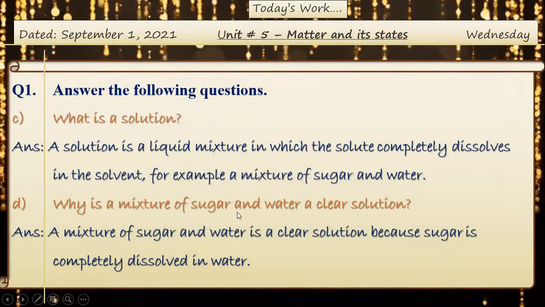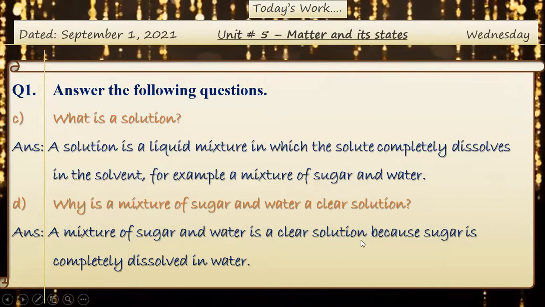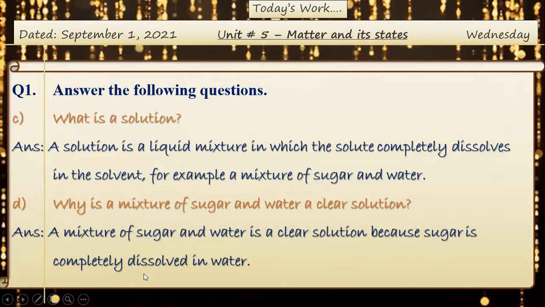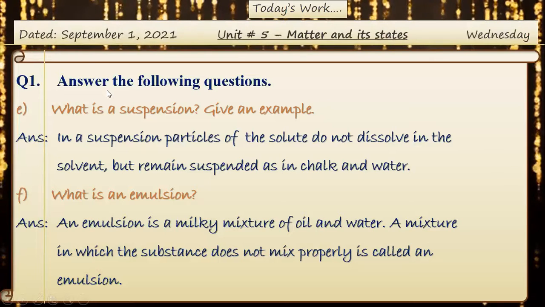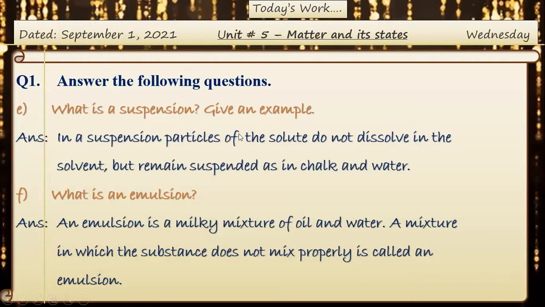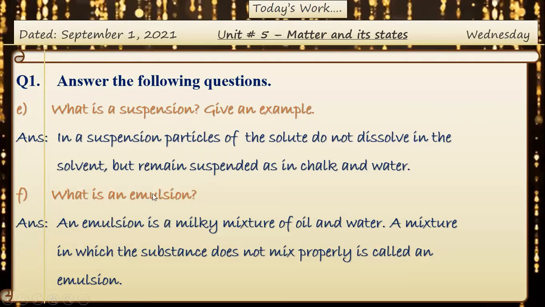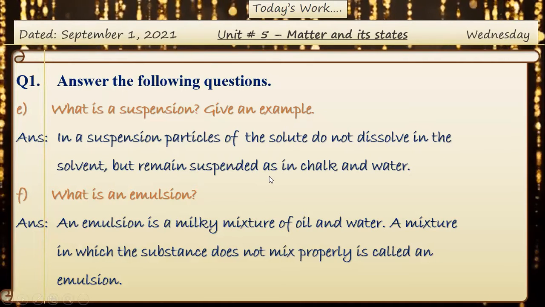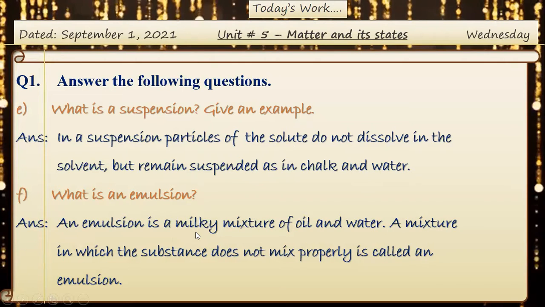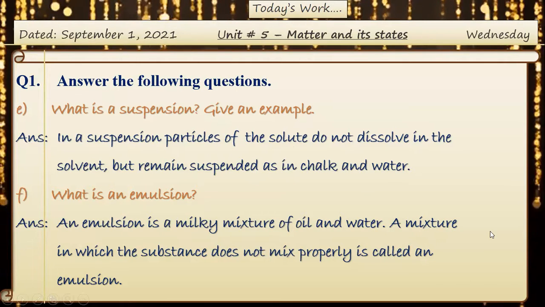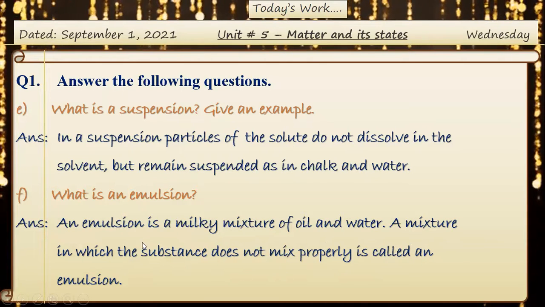Why is a mixture of sugar and water a clear solution? A mixture of sugar and water is a clear solution because sugar is completely dissolved in the water. Part E. What is a suspension? Give an example. In a suspension, particles of the solute do not dissolve in the solvent, but remain suspended, as in chalk and water. What is an emulsion? An emulsion is a milky mixture of oil and water. A mixture in which the substances do not mix properly is called an emulsion.